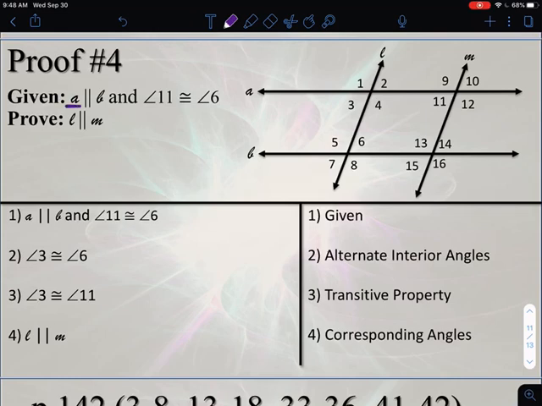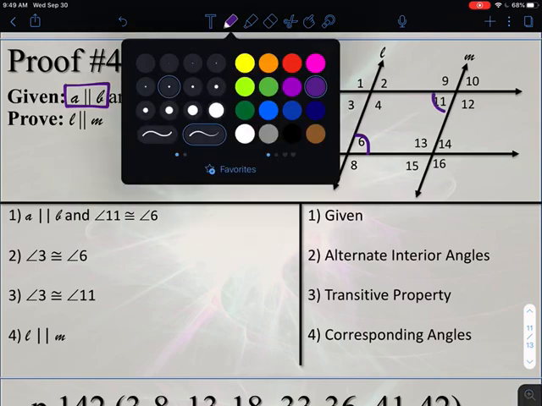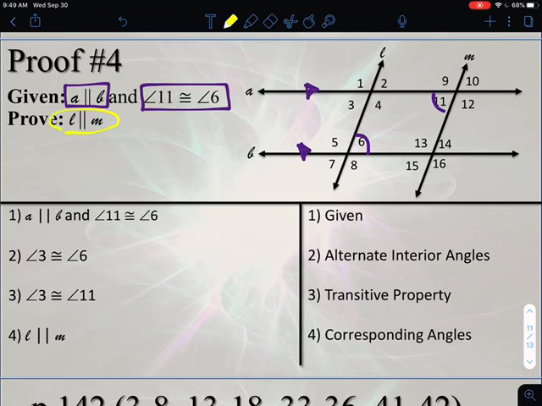So on this next proof here, same type of setup. A is parallel to B, so this line on top is parallel to this line on bottom. And then this time they give us angle 11 is congruent to angle 6. So angle 11 here is congruent to angle 6 here. So that's what I know. Anything in purple is what I already know. What I want to show is that L is parallel to M. I want to show that this line is parallel to this line again.